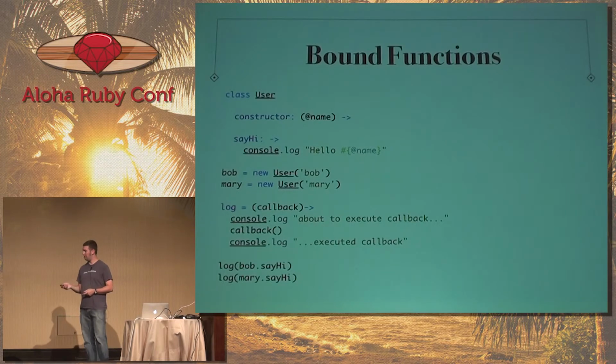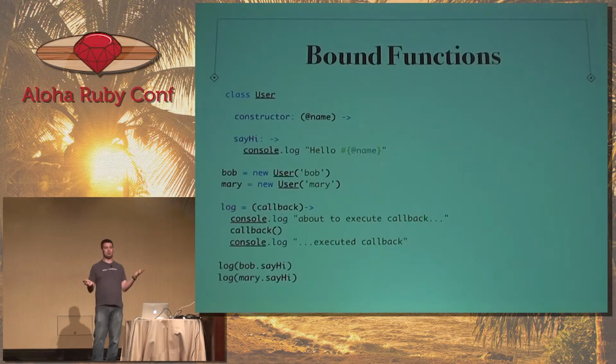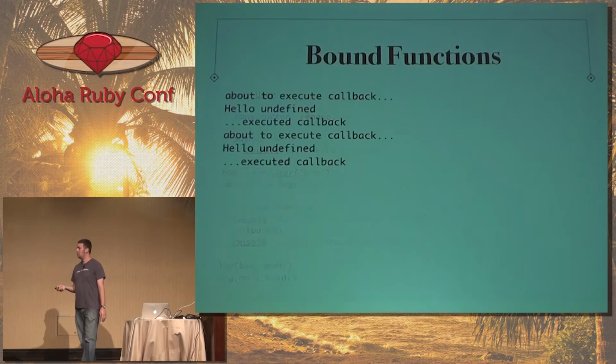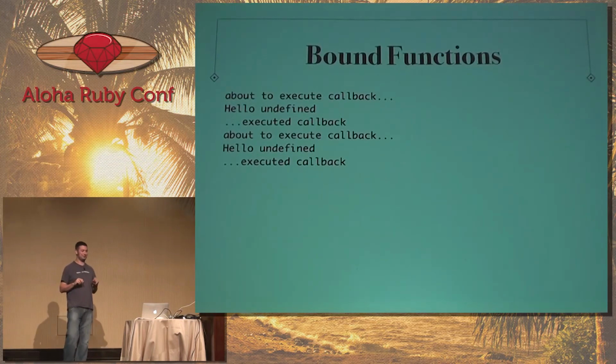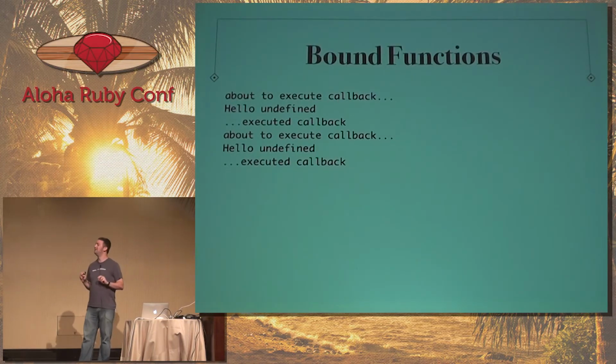So when we do this, however, we expect it to say hello, Bob, and hello, Mary, because those are our two users. What we actually get is hello undefined for both Bob and Mary. And the reason for this is we have lost the scope of what this is. This is the part of the talk where it gets very complicated because I have to use quotes around the word this every other word.